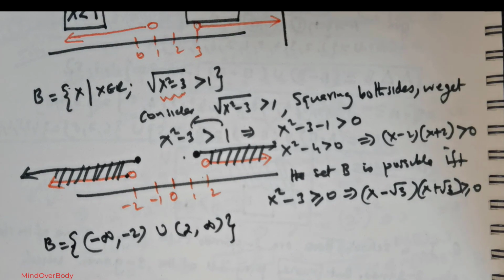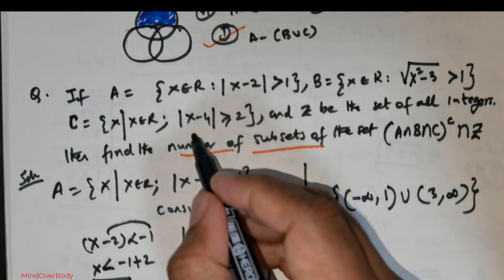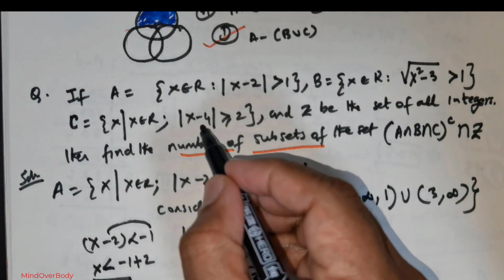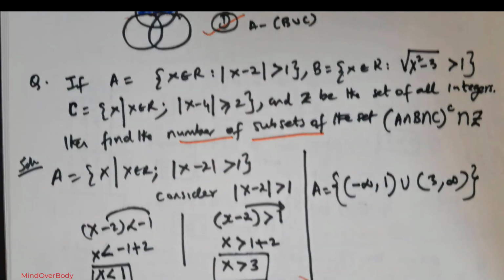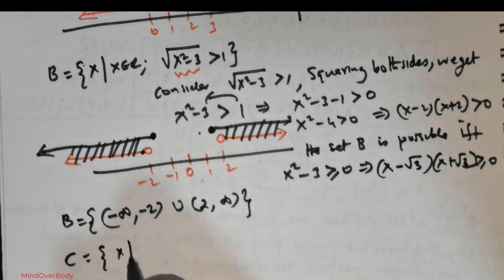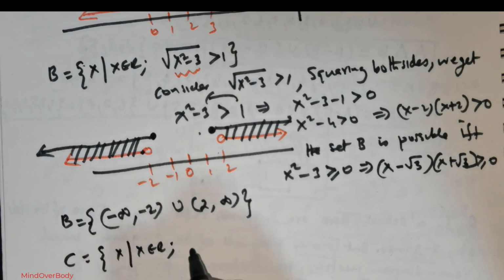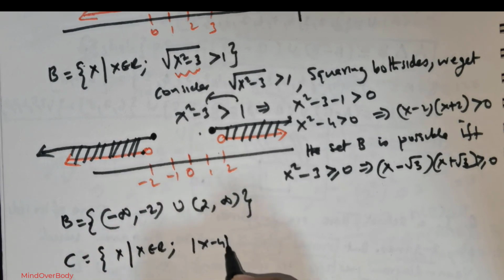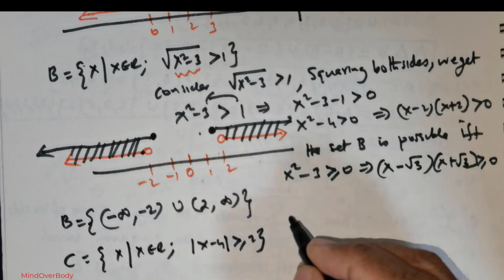Okay, fine, we got the set for B, and now we need to get the set for C. Now what is C? Let me show you. C is the collection of all x such that x is an element of R and the modulus of x minus 4 is greater than or equal to 2.